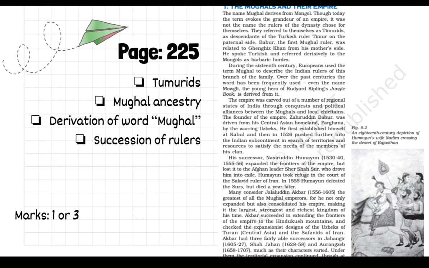On page 225, you have a quick discussion on the nomenclature or how the Mughals refer to themselves. The word Mughal derives from Mongol or Mowgli from Rudyard Kipling's book, but the Mughals themselves called themselves the Timurids. Then the page also very quickly gives you a succession of rulers of the Mughals, starting from Babur right down to Aurangzeb. Of course, these were known as the Greater Mughals, and after Aurangzeb, the Mughal Empire begins to disintegrate, so they are known as the Lesser Mughals. Now, this section can come for 1 or 3 marks.